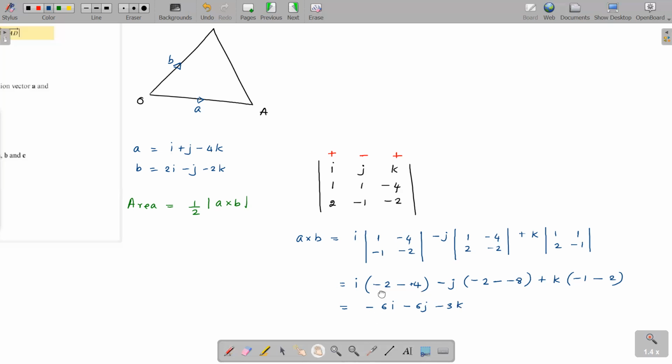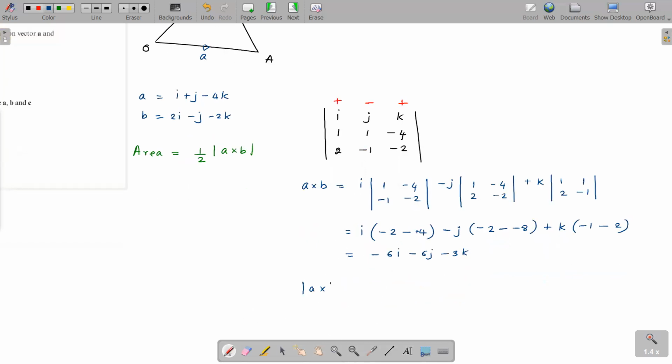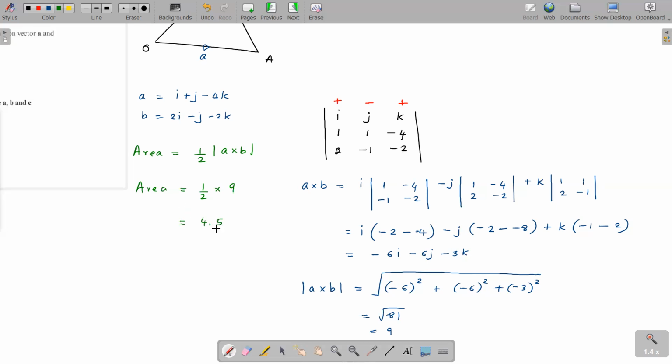Now we need to get the modulus of our A cross B. How do I get the modulus of A cross B? We take the coefficients of the A cross B vector, square them and root it. So minus 6 squared plus minus 6 squared plus minus 3 squared, and root the whole thing. Root 81, which means 9. So now can't we get the area quite easily? Area equals half of modulus A cross B. Modulus A cross B is 9. So your area value is 9 divided by 2, 4.5 square units. Can you see how we use the cross product to actually find an area?